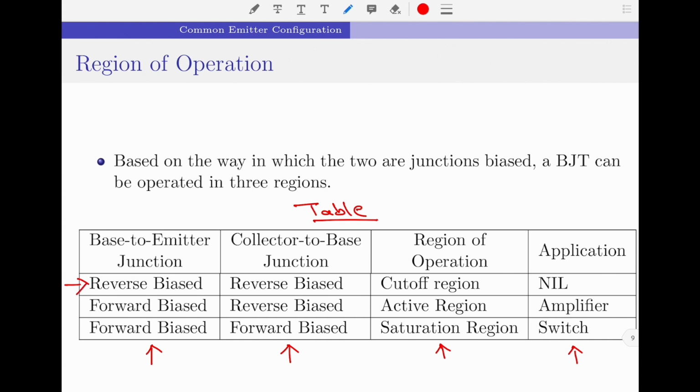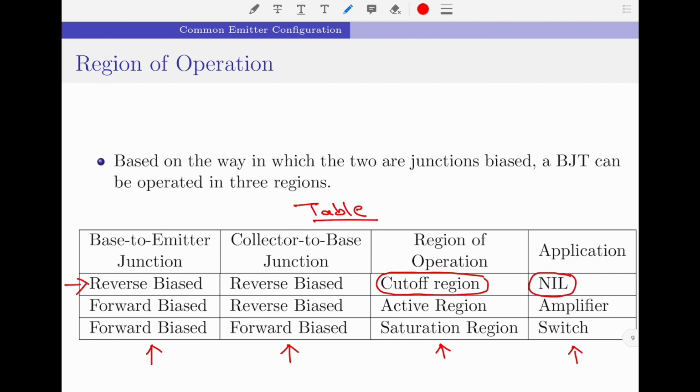If the base to emitter junction is reverse biased and the collector to base junction is also reverse biased, then the BJT operates in the cutoff region of operation, where it is said to be officially in off state. Since the BJT is assumed to be in the off state, there are no applications for this region of operation.